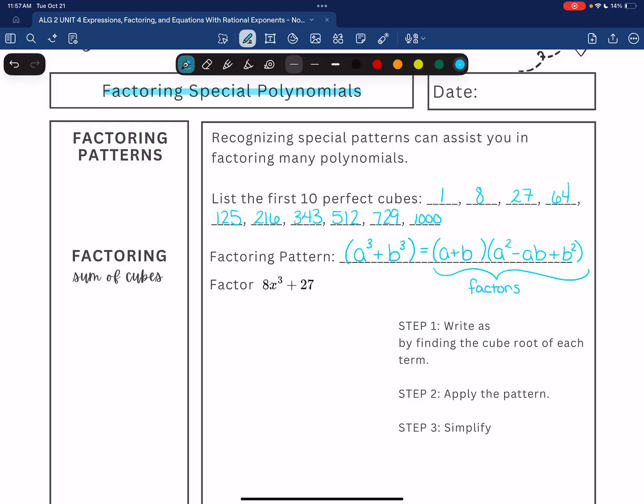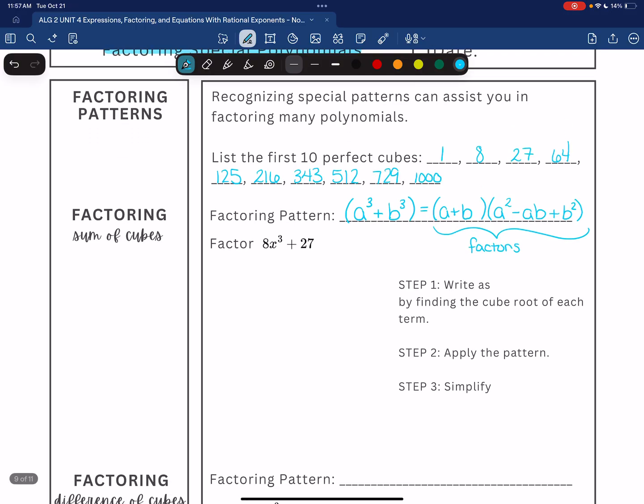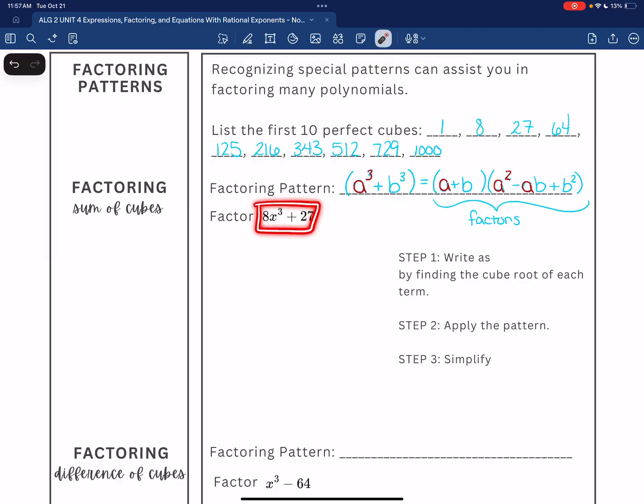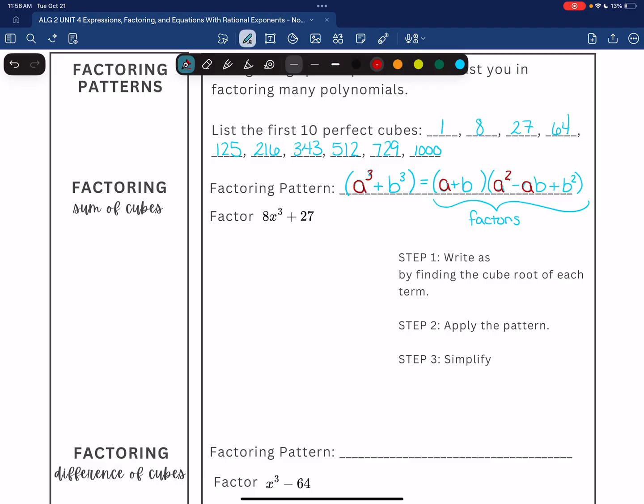So let me show you all with an example. We're going to use two colors. I'm going to use red and blue here to kind of highlight it. And I'm actually going to come back up here and highlight my A, so we can keep that color coding going. Okay, so we're looking at this binomial, and I'm noticing here that 8 is one of my perfect cubes, and 27 is one of my perfect cubes, and the operation between is adding. So this is a sum of cubes.